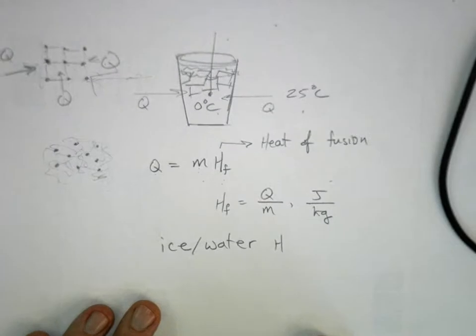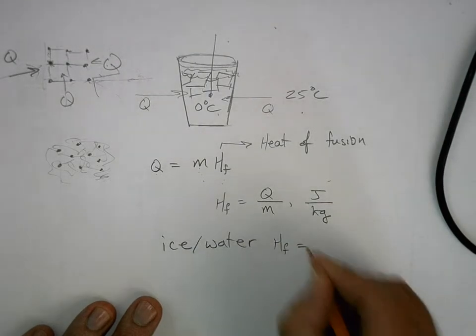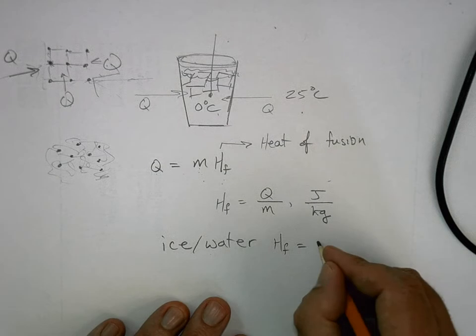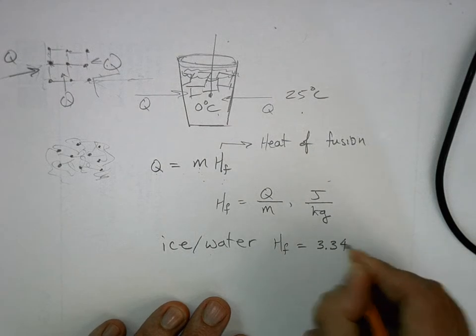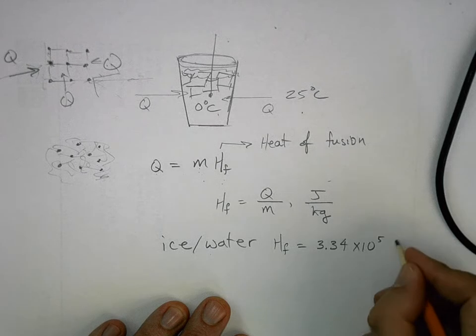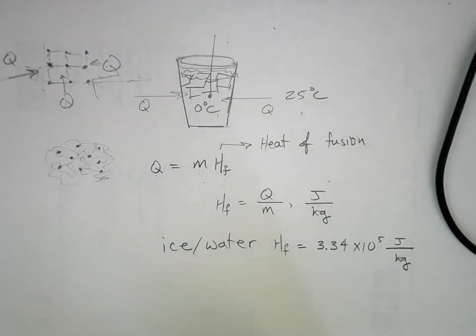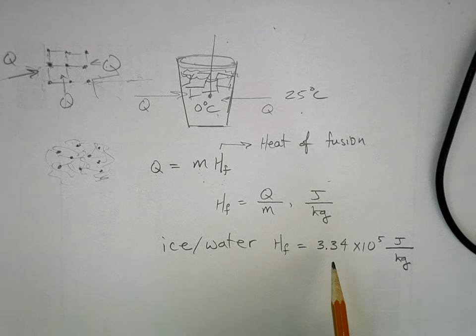Okay. Ice to water has a heat of fusion of 3.34 times 10 to the 5 joules of energy per kilogram of mass. Now that's 10 to the 5, what is that? That's 334,000 joules of energy to melt 1 kilogram of ice.